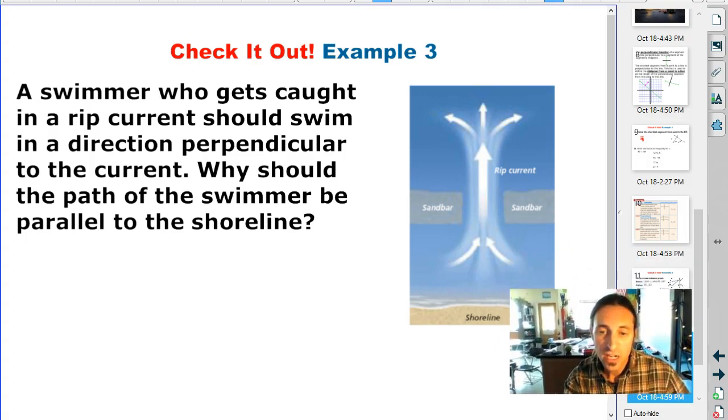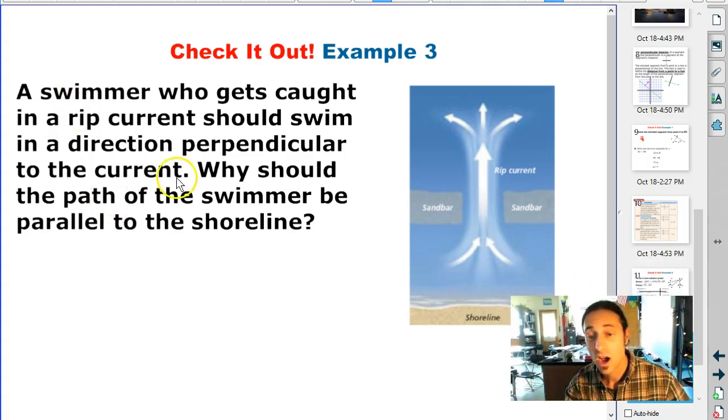Sometimes we get other examples here. For example, getting caught in a rip tide is not a good thing, and they always say swim perpendicular to it. Well, why should the path of the swimmer be parallel to the shore? Well, if the riptide is 90 degrees perpendicular from the shore, and you take another 90-degree turn, you just ended up going parallel, right? And if you read through the problem, you say, oh yeah, that makes a lot of sense.